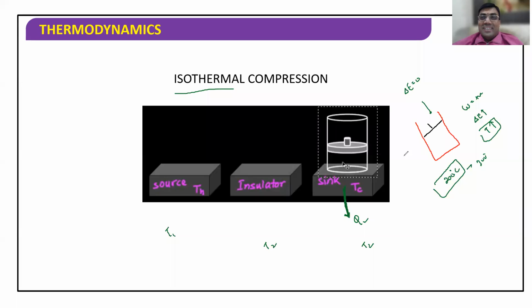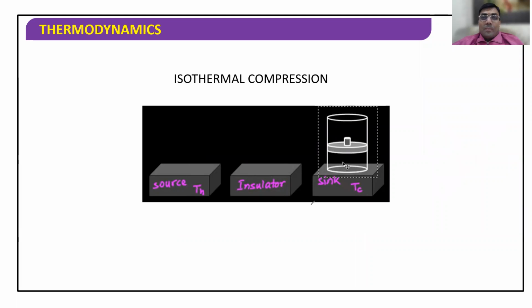Sink means surroundings, atmosphere. For example, when a rail engine is going on, is the atmosphere getting heat or not? Yes, sir. Surroundings is the sink. Following? So these three steps everybody has understood. Fine. Next.